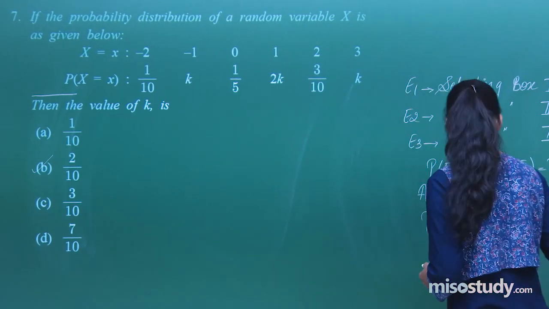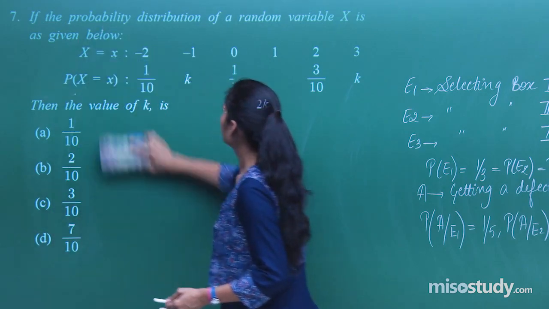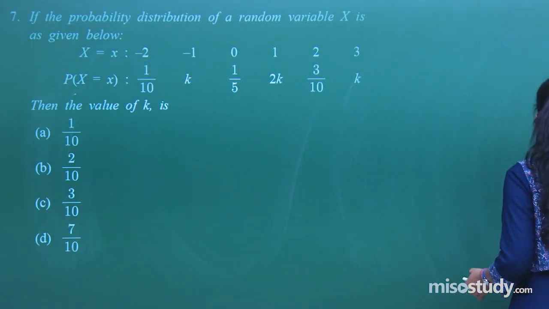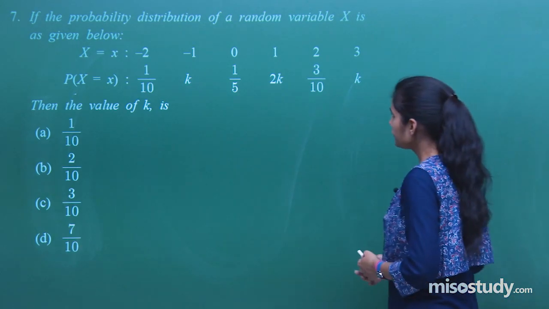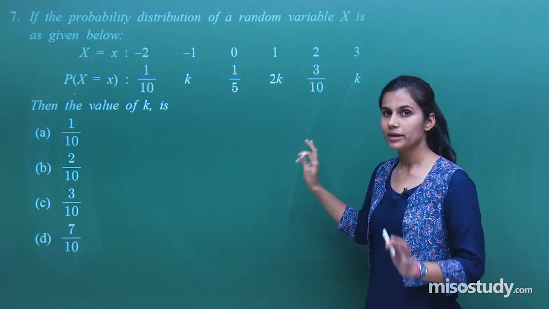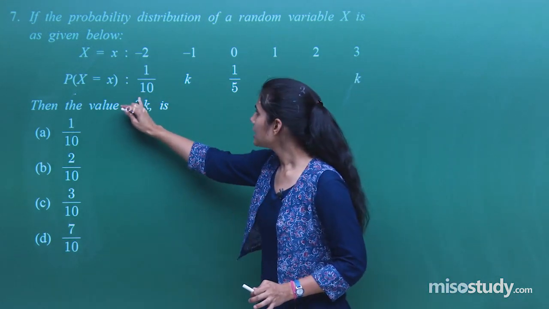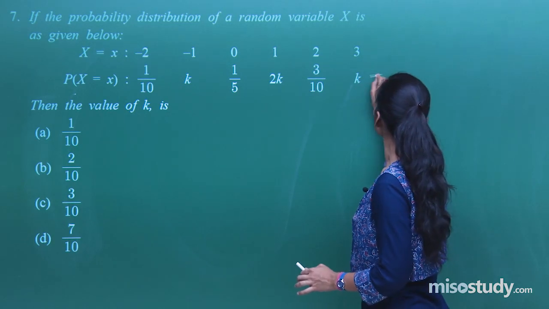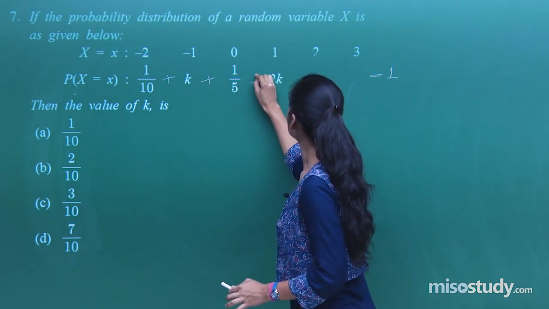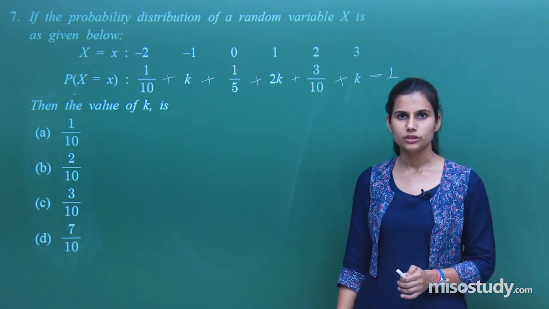Next question says, if the probability distribution of a random variable x is this, then the value of k is what? Okay, let's see. If they are claiming that this is the probability distribution, first of all, if you remember, I had very cautiously asked you to note this, that the sum of the probabilities should give you 1. When you add all the probabilities, it should give you 1. If it is not giving you 1, then this is not a probability distribution.